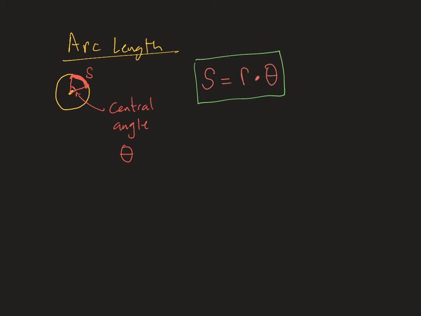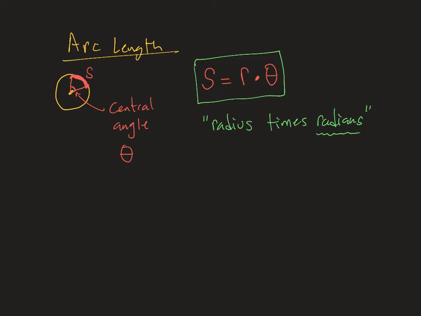And what I tell students is to remember the phrase radius times radians. And that reminds you of a couple things. Number one, you're going to multiply the radius by the central angle. And number two, that central angle needs to be in radian measure, not degree measure. It needs to be in radians.